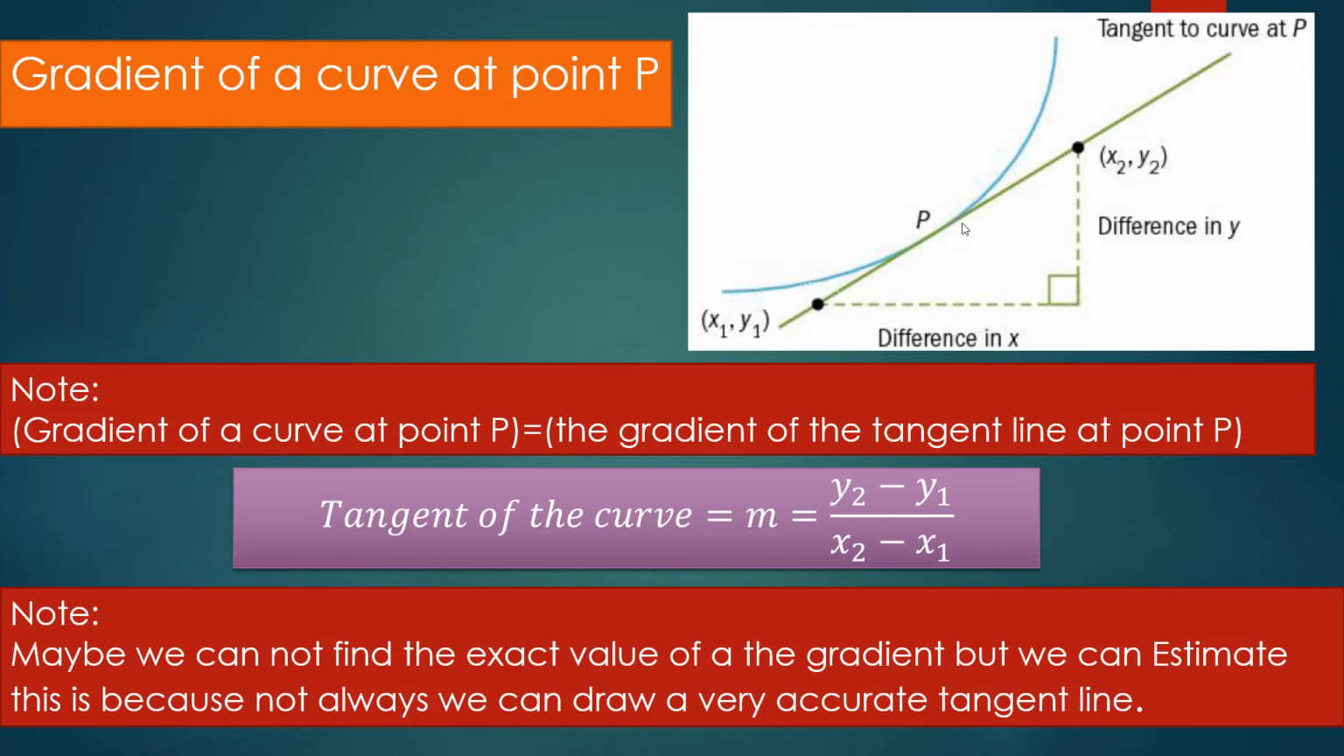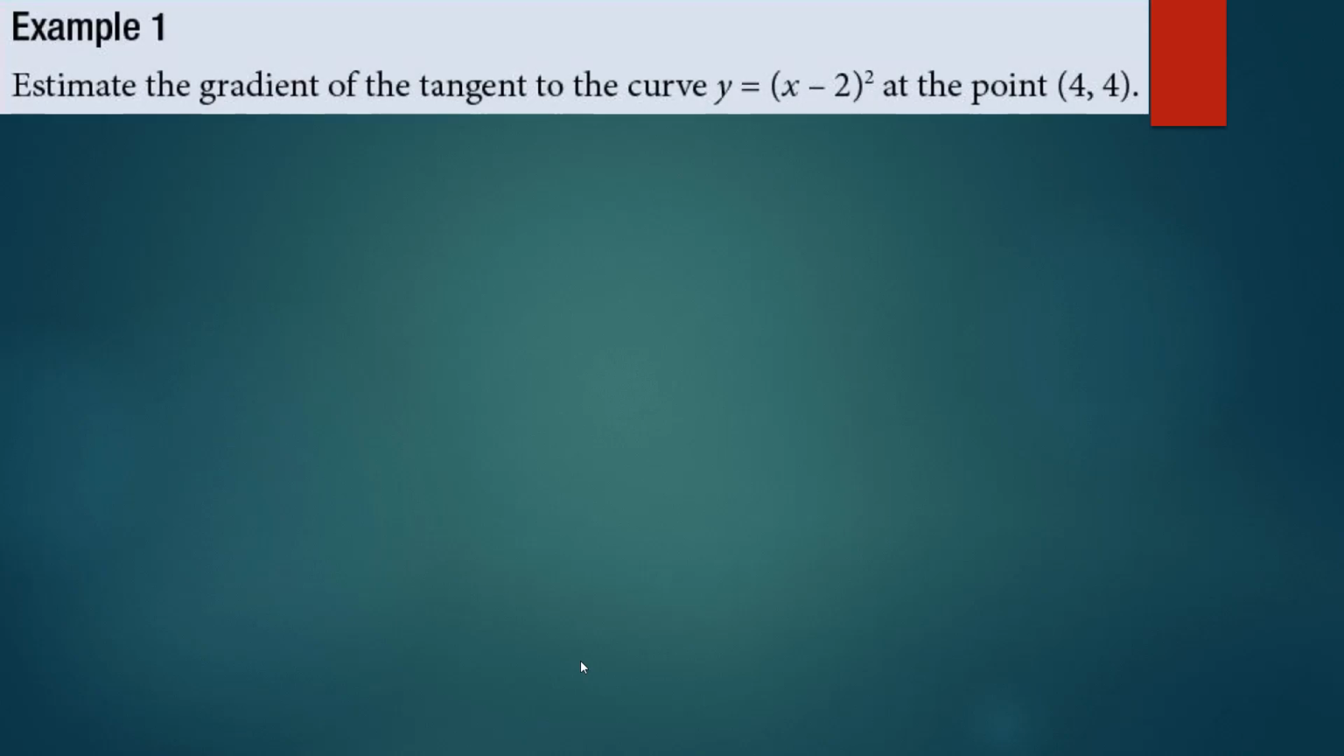To draw it better, we can use millimetric paper, which can help us draw an accurate straight line. So don't worry if you find different values for the gradient of the curve, because this depends on how accurately you can draw the straight line. So sometimes we cannot find exact values, but we can estimate the gradient of the curve. And this happens because you cannot always draw an accurate straight line. Let's see an example to understand it better.